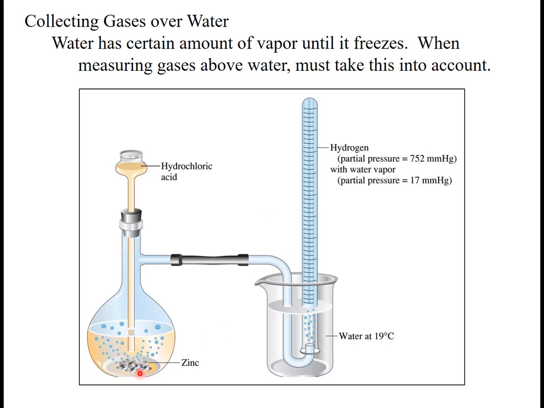This is zinc plus hydrochloric acid, and these gas bubbles being released is hydrogen gas. It bubbles through this tube and then comes up into this tube, displacing the water back into the beaker, and you can measure how much hydrogen was formed. Now, the water's at 19 degrees, so the partial pressure of hydrogen is 752, and the partial pressure of the water, because water pressures are known by temperature, was 17 millimeters of mercury. That's just over 760, so this is over 1 atmosphere in pressure.